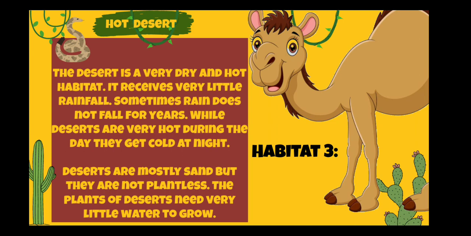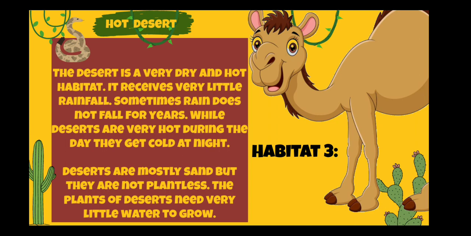Now we come to the next habitat. This is the third terrestrial habitat that we are studying. It is called the hot desert. The desert is a very dry and hot habitat. What do you think is the reason? Excellent. Very, very little rain. It receives very little rain. Sometimes rain does not fall for years.